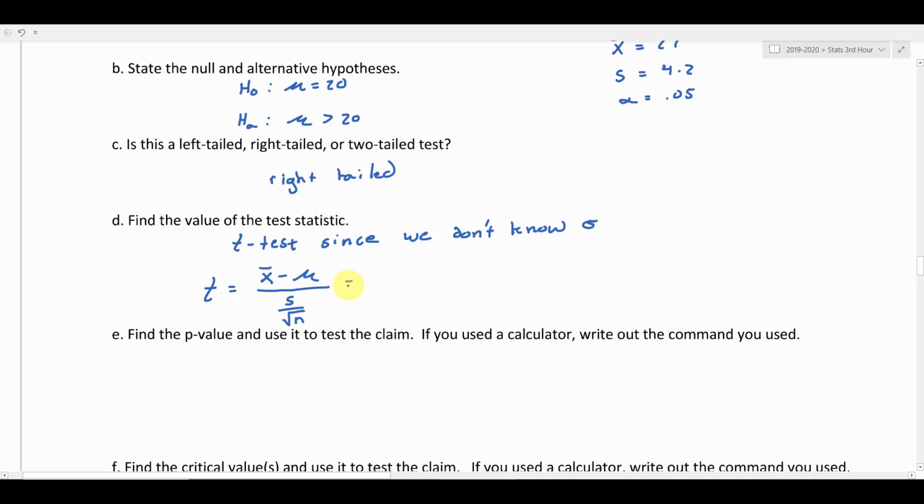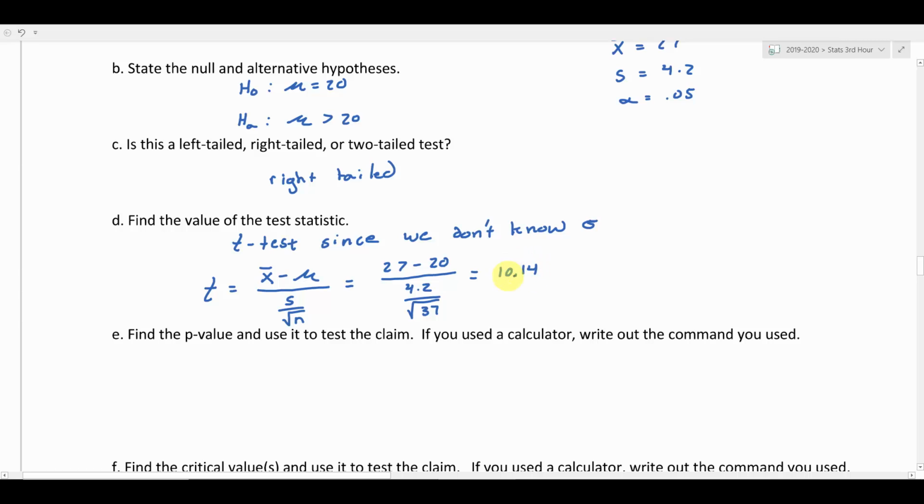So I'm going to start plugging in all the things that I know. From the stuff that we wrote down up here, we know that the sample mean was 27. So we've got 27 minus our assumed time, which is 20 minutes. And then our sample standard deviation was 4.2 divided by the square root of our sample size, which was 37. All right, so I've got everything plugged in. All I got to do is crunch the numbers in my calculator. And if you do it correctly, you should get 10.14.